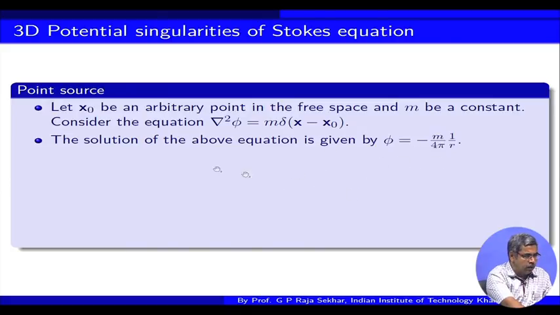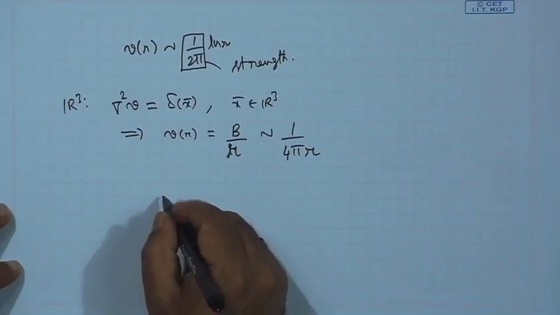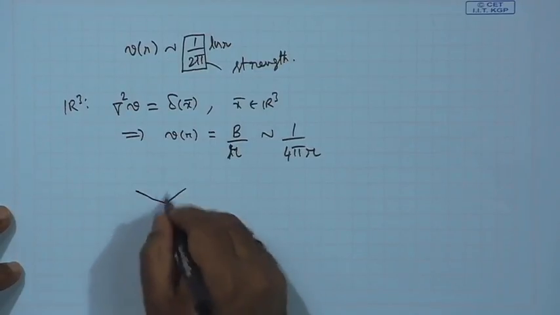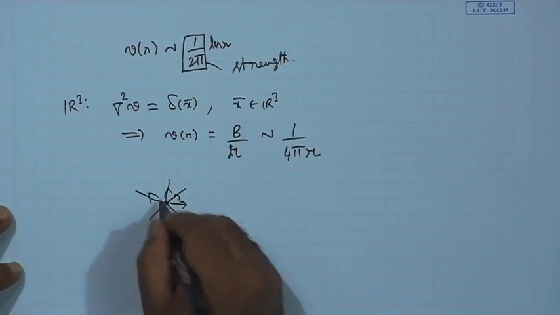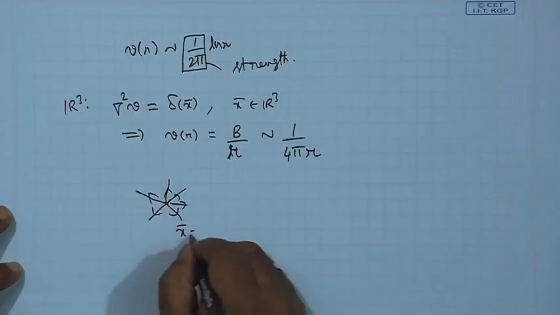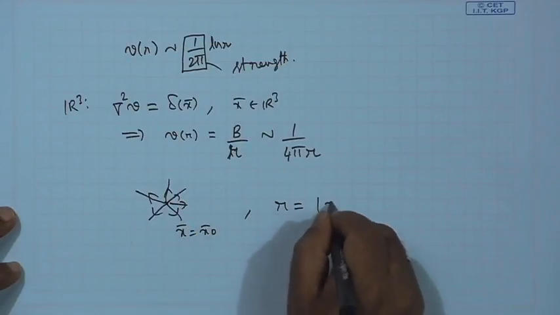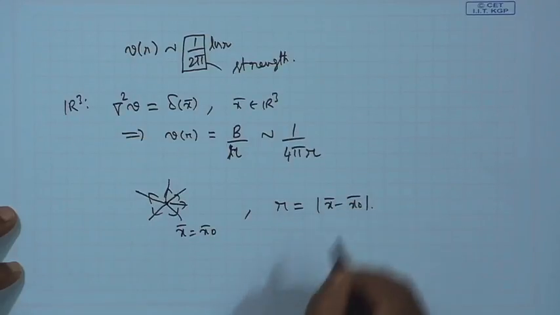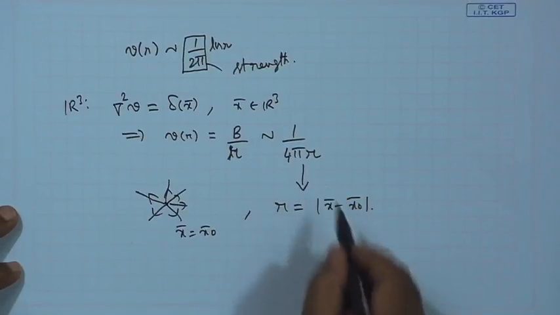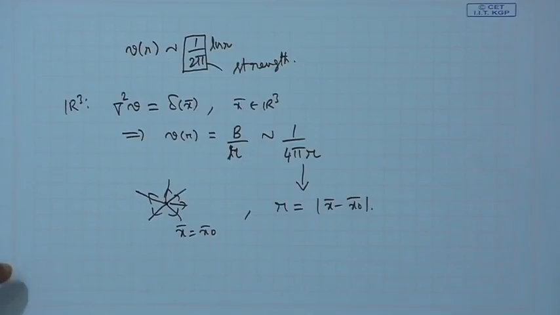So, in 3D this is the point source, that is nothing but the velocity potential corresponding to a point source at x equal to x naught, which means r will be the distance from x naught. So, when we say this, r is this. So, that is the point source.